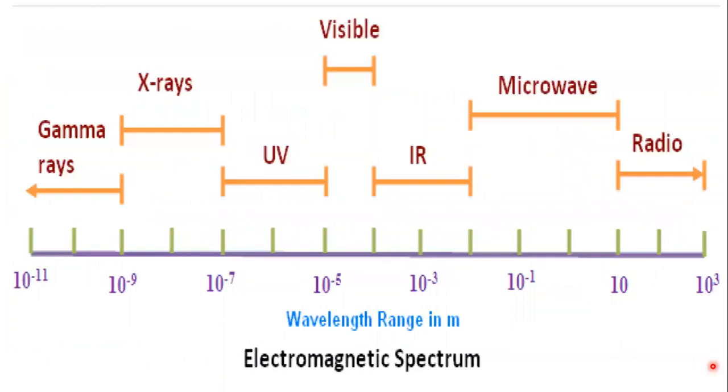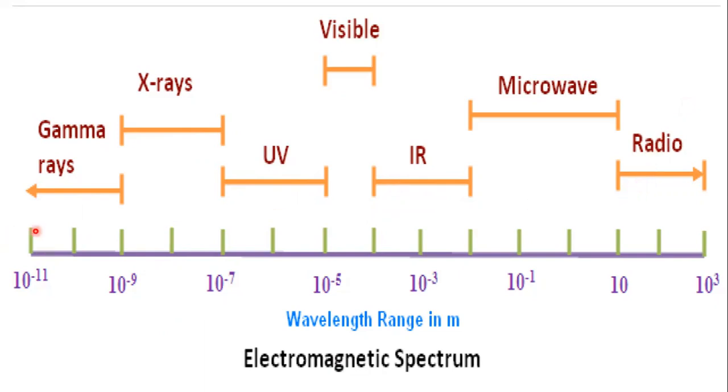Now here you can see the different regions. If I start from here, that is the shorter wavelength, 10 raised to the power minus 11, then 10 raised to the power minus 9, then minus 7, minus 5, minus 3, and all of them are in meters. So if I come along from left to right, the wavelength increases and the frequency decreases. When the wavelength increases, frequency decreases. What do you think? That is the gamma rays, and then X-rays, then UV, then visible, just in this range, and then IR, microwave, and radio. Which one will have high frequency?